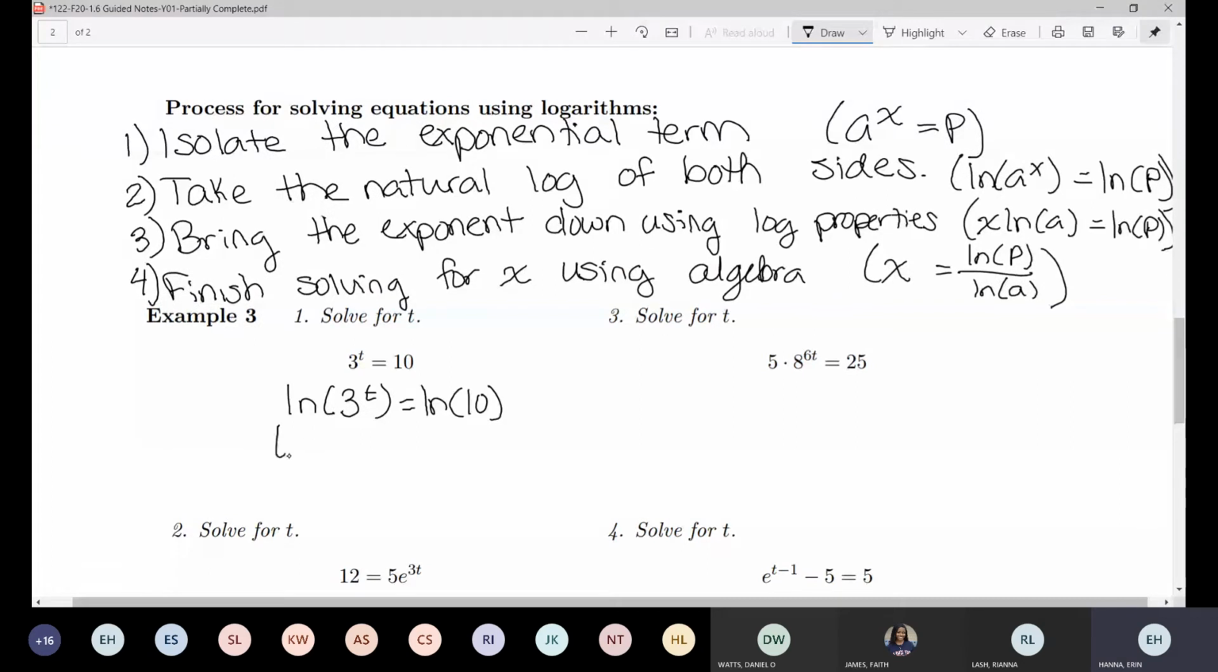Step 3, bring the power out. Step 4, finish solving for, well, in this case, t, whatever variable you're looking for. So I need to get that natural log of 3 away from the t value, so I have to divide both sides by the natural log of, sorry, natural log of 3.